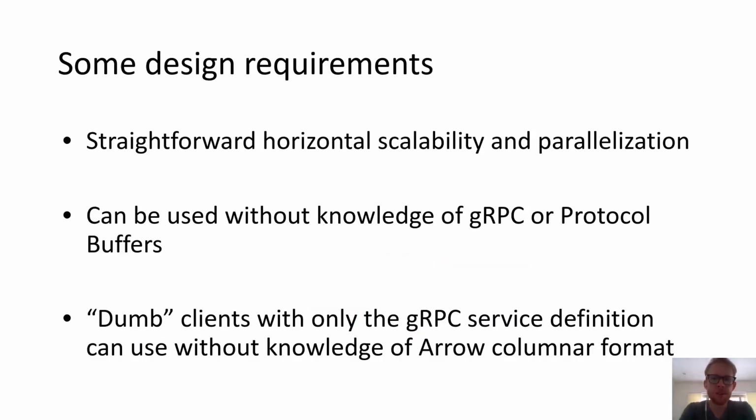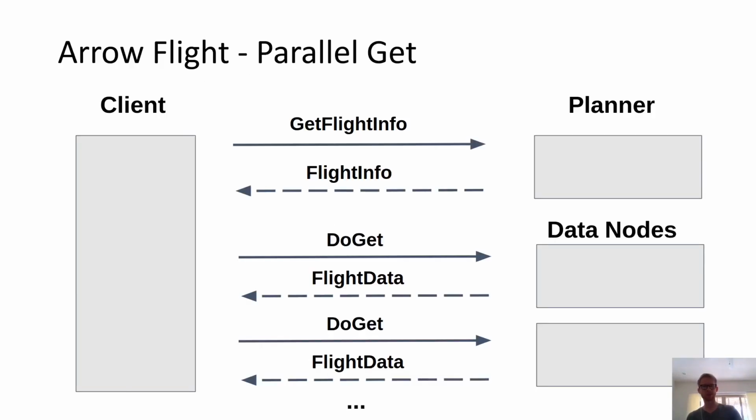We wanted to solve some of the problems that we've seen in database systems, in particular the coordinator bottleneck problem, where you end up with the result sets being streamed serially through a single node in the cluster, so that you can have parallel streaming from multiple nodes in a cluster. We also want people to be able to use the framework without having to interact with the low-level details of gRPC and protocol buffers, which are part of the implementation. That being said, it is just a gRPC service, so if you don't know anything about Arrow and you just have gRPC, you can still interact with a Flight service.